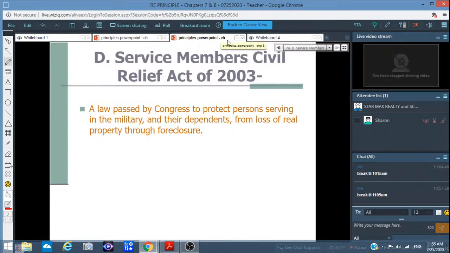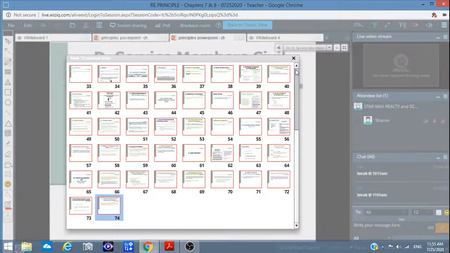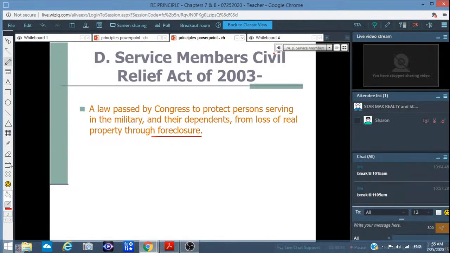Alright, Servicemembers Civil Relief Act of 2003, OK？这个也是帮助我们军人的法律。A law passed by Congress to protect persons serving in the military and their dependents from loss of real property through foreclosure. OK，拍卖有点帮助了，OK，但是不是可以免的，OK。Okay, that ends our chapter 8, which is a long chapter, okay? It's 74 slides, okay? Very long chapter.